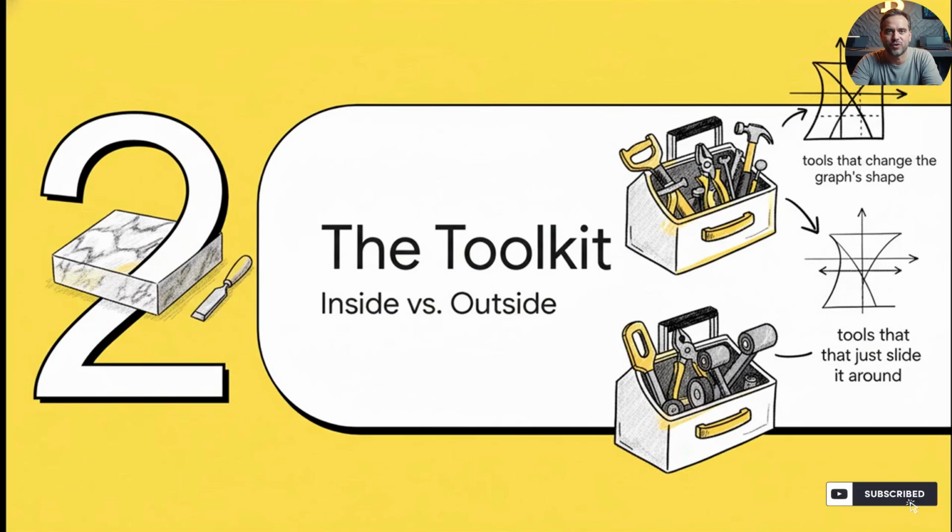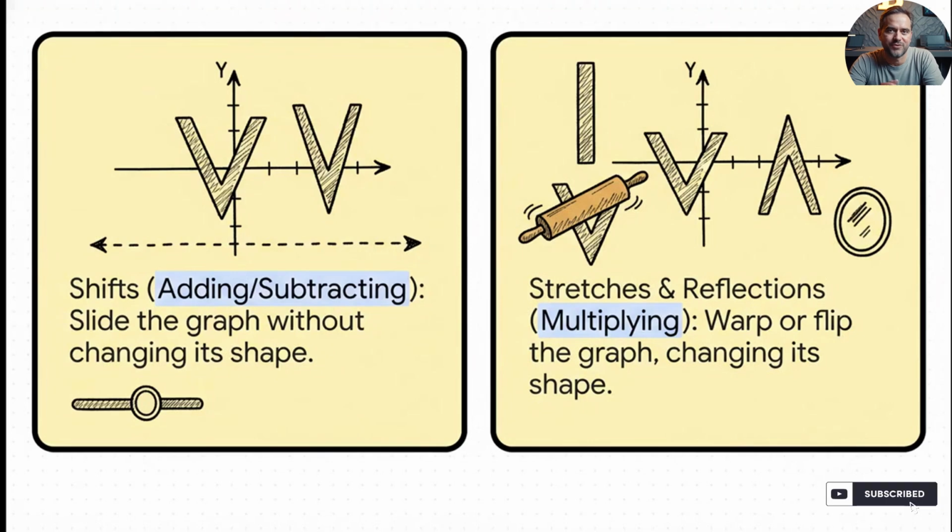Okay, so we've got our block of marble, that V-shape. Now, we need our sculpting tools. And really, every single change you can make to a graph can be sorted into two main toolkits. On one hand, you have adding and subtracting. Think of these as your sliding tools. They just move the entire graph around: up, down, left, right. But the basic V-shape itself stays exactly the same. Then you have multiplication. These are your shaping tools. They're the ones that stretch, or squash, or even flip the graph over, completely changing how it looks.